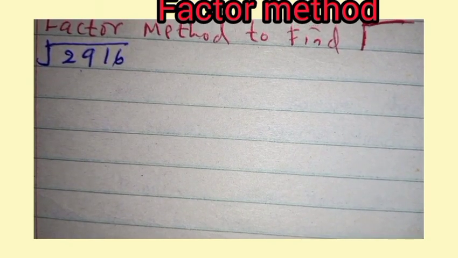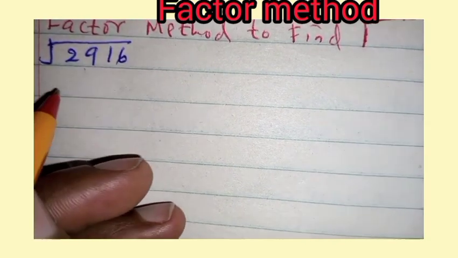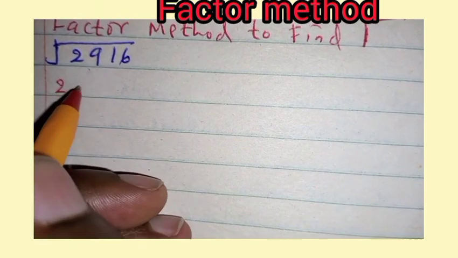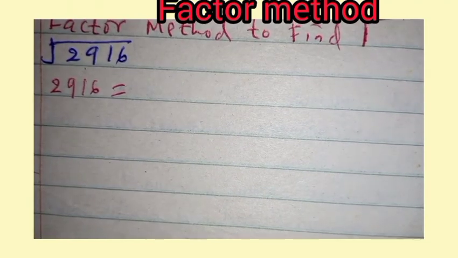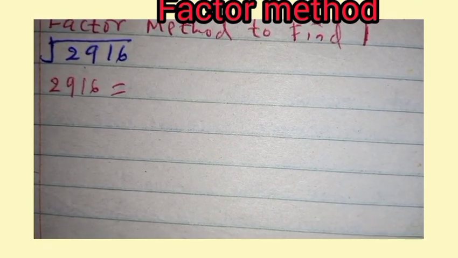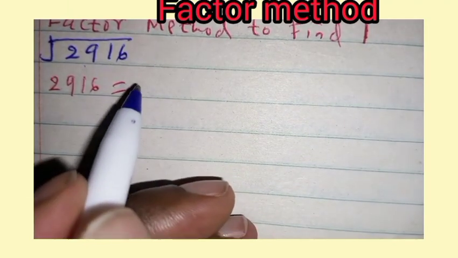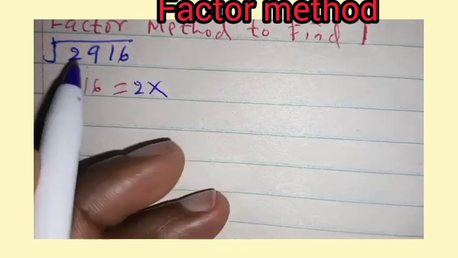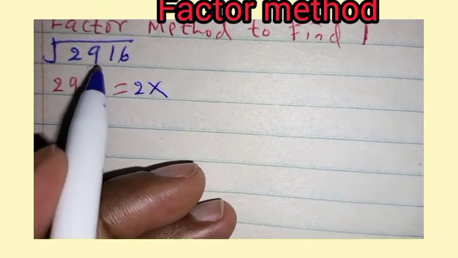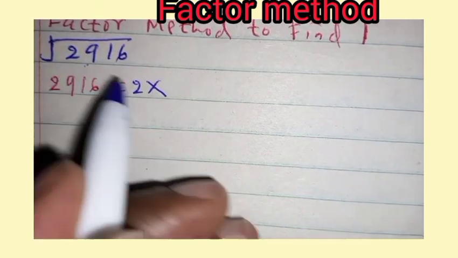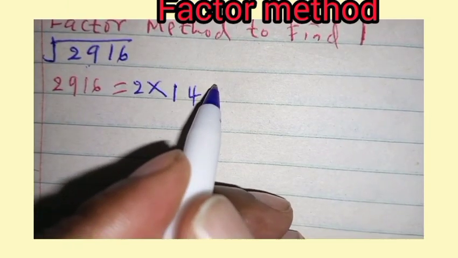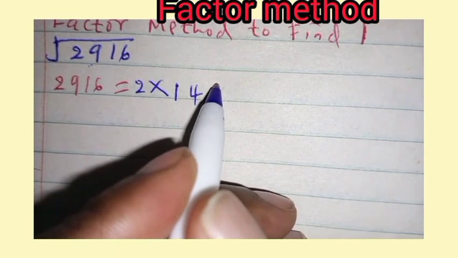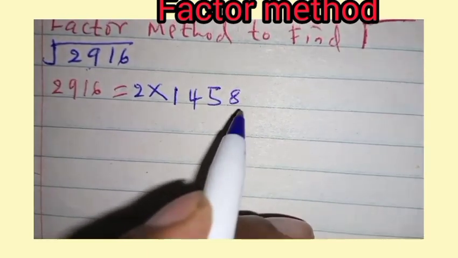So we are going to express 2,916 into its prime factors. We begin by 2. When we divide this by 2, it will give you 1,458.